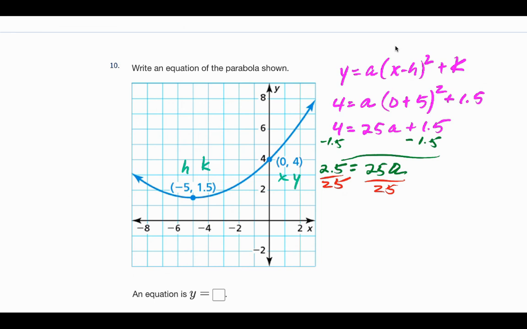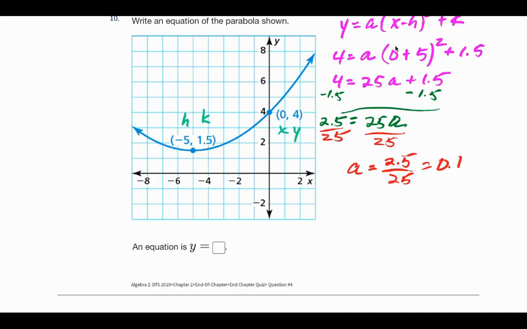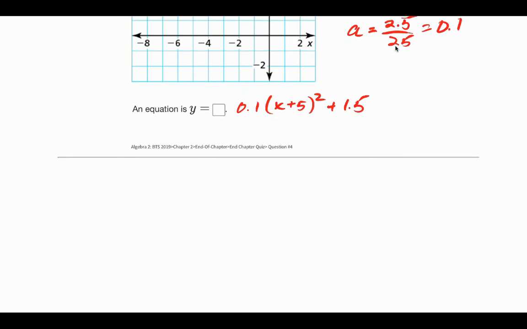And we'll get that a, if you work that out, is 2.5 divided by 25, which will be 0.1. So your formula here is now going to be 0.1 times x plus 5 squared plus 1.5. All right, don't put y equals. Some of you will do that, I know. Okay.